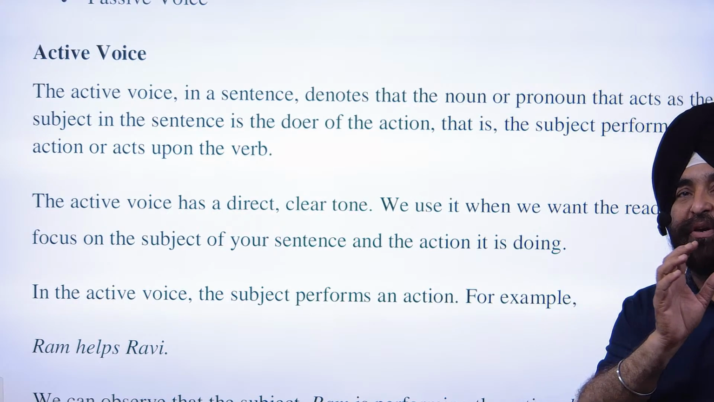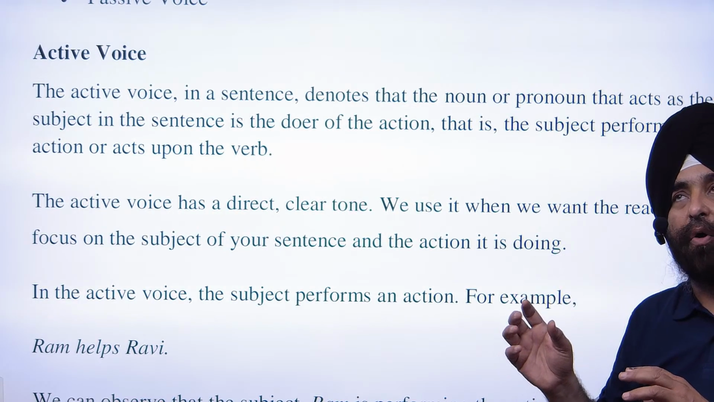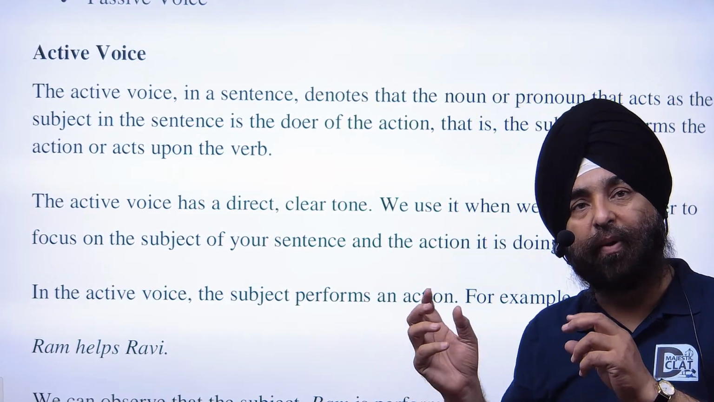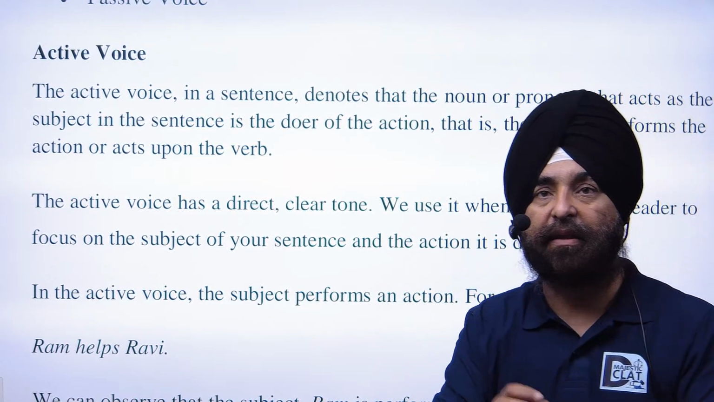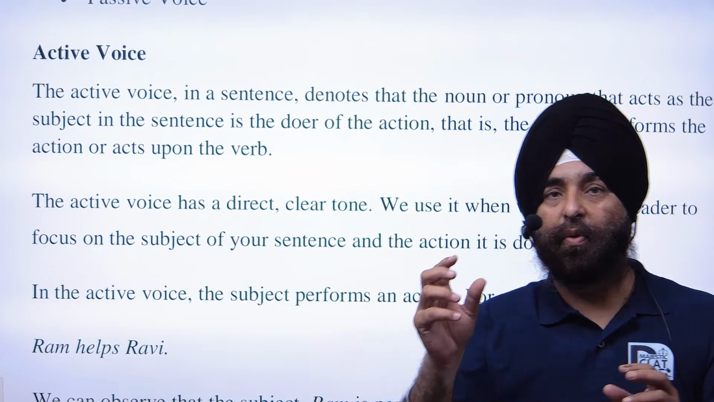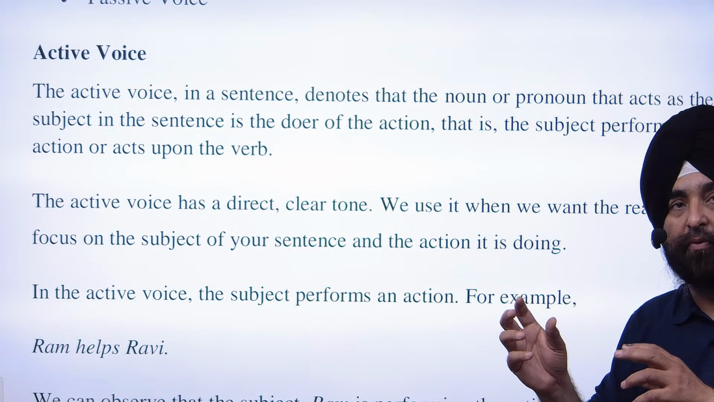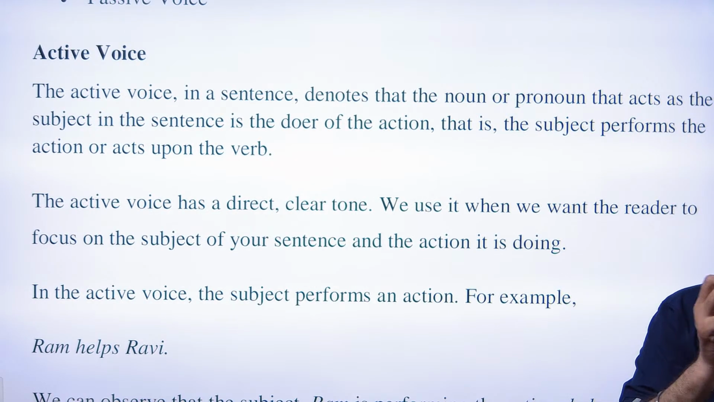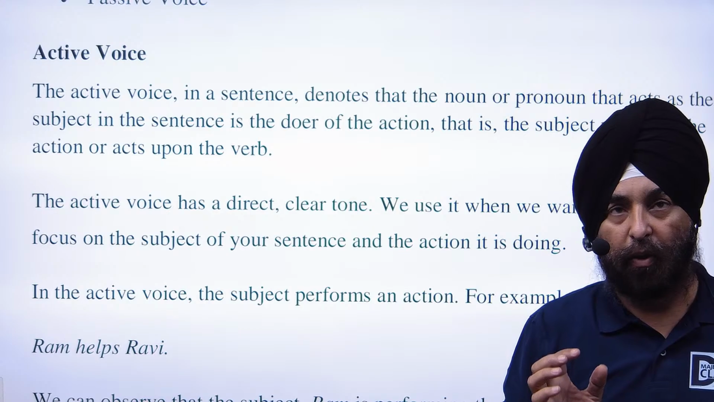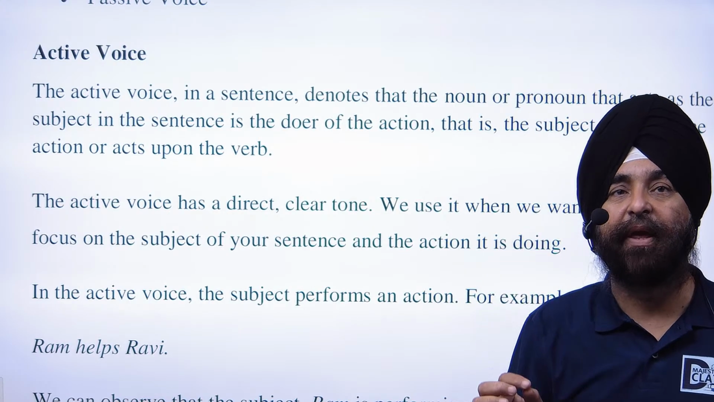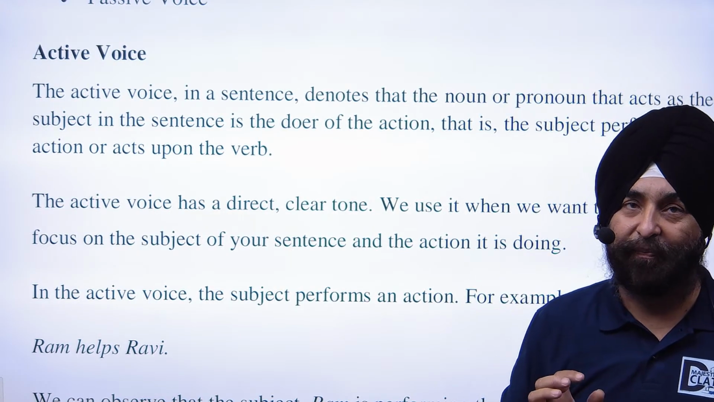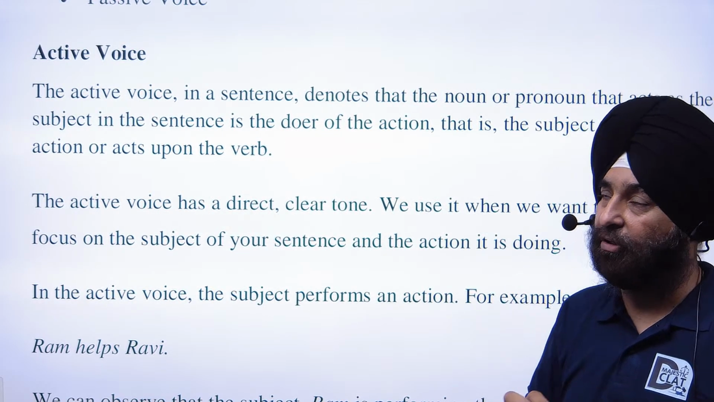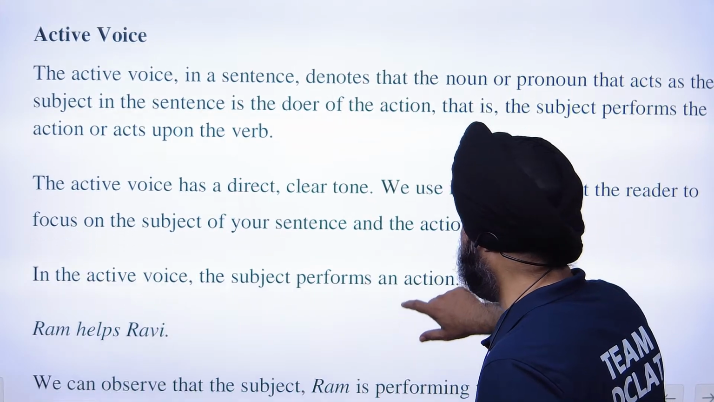We use it when we wish to draw the attention of the reader towards the subject rather than the object. When we wish the reader to focus on the subject of a particular sentence and the action that the subject is performing, that is where we make use of active voice. This active voice performs an action. We can understand this with the help of an example.